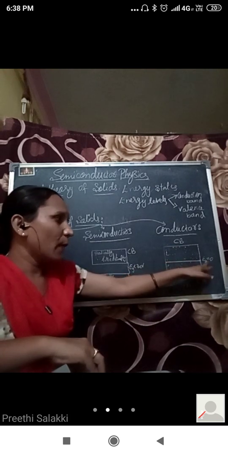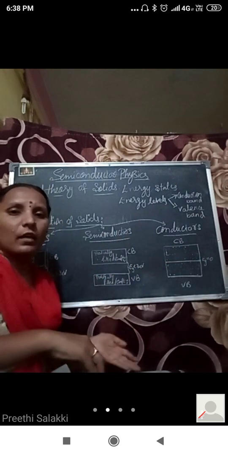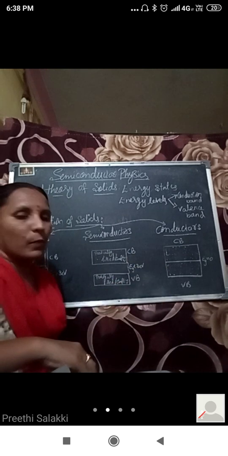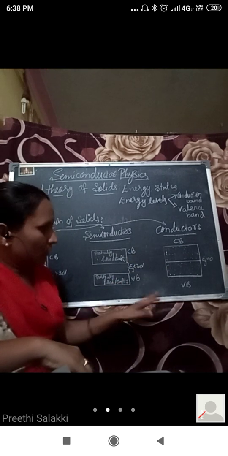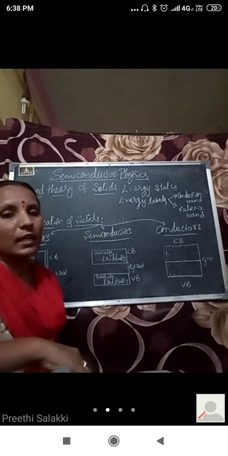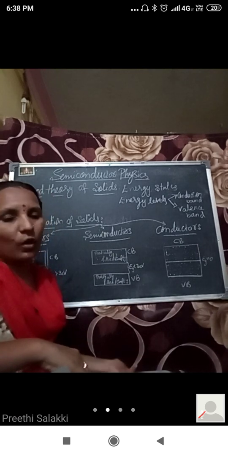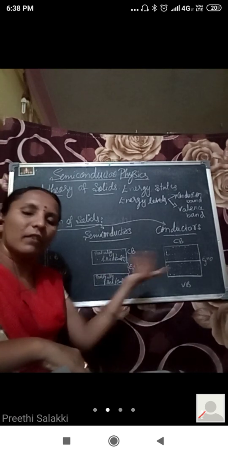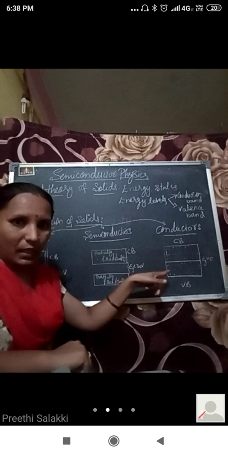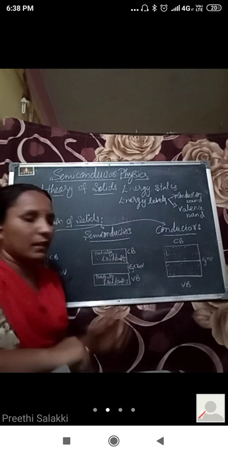So the energy gap is zero. There is overlapping of your conduction band and valence band. Hence valence electrons are easily moving towards the conduction band. Hence conductivity is possible, and hence these are called conductors. There is good conductivity in conductors. Clear? This is about conductors, what I am discussing here.